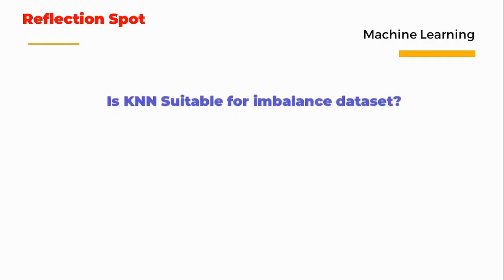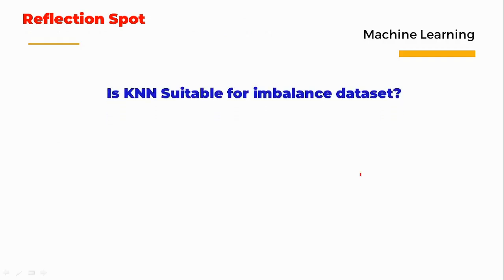Now take a pause here and tell me, is KNN suitable for an imbalanced data set? And after you are done, resume the video. KNN is less suitable for imbalanced data sets, because KNN tends to favor the majority class when making predictions. So we need a proper handling technique like oversampling or adjusting the class weights.